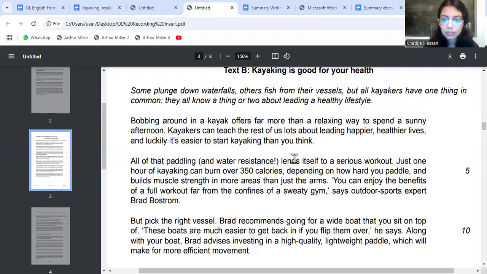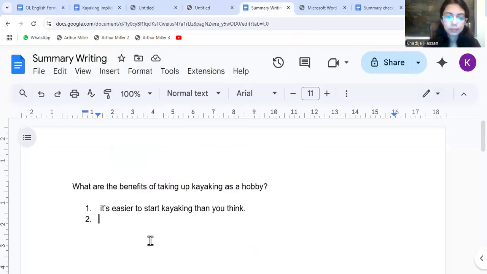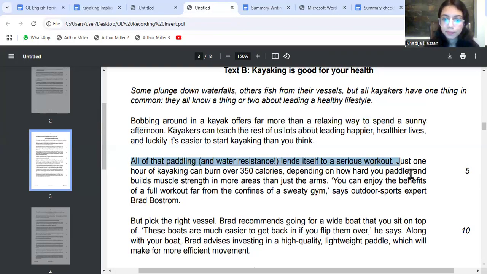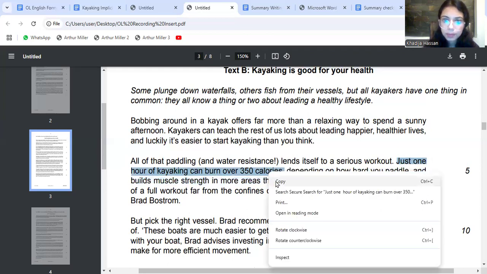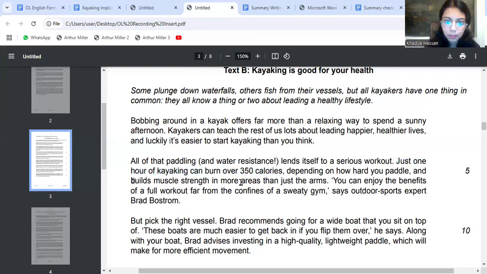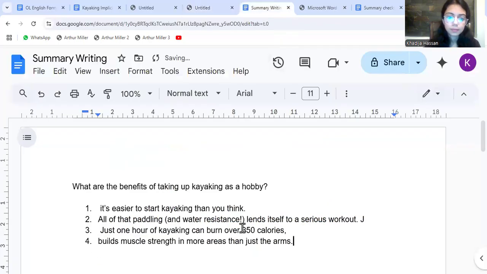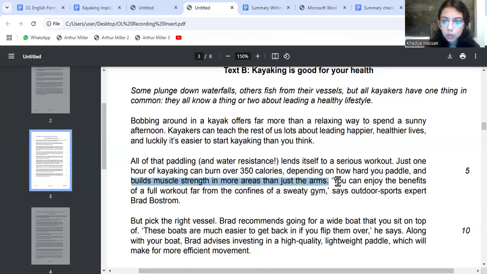All of that paddling and water resistance lends itself to a serious workout. So the workout point, definitely. Just 1 hour of kayaking can burn over 350 calories depending on how hard you paddle and builds muscle strength in more areas than just the arms. Okay, copy. Builds muscle strength in more areas than just the arms. You can enjoy the benefits of a full workout far from the confines of a sweaty gym.